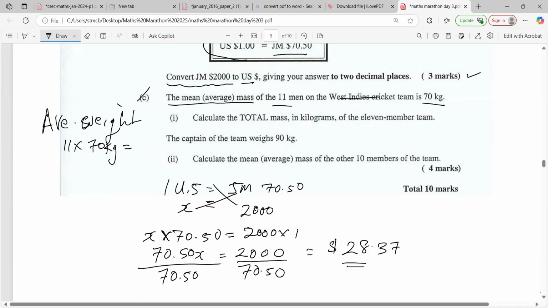So I'm just punching it into my calculator now. But we don't have the time to wait. So it's 11 times 70. That's what? 770.